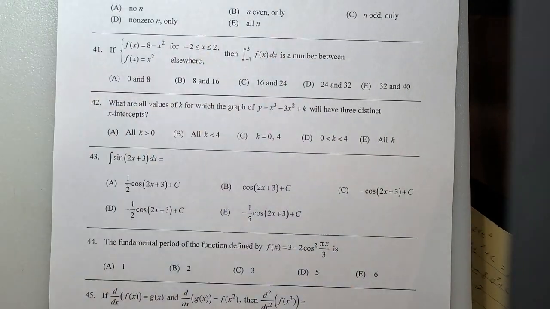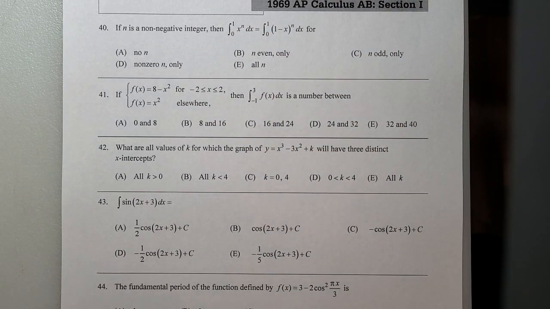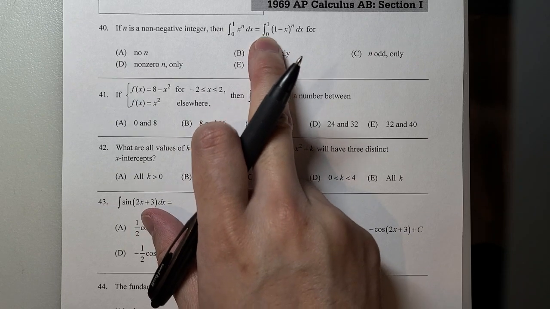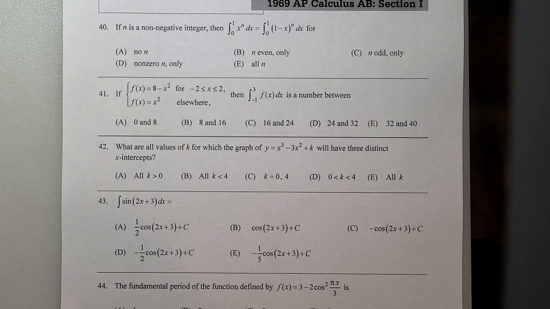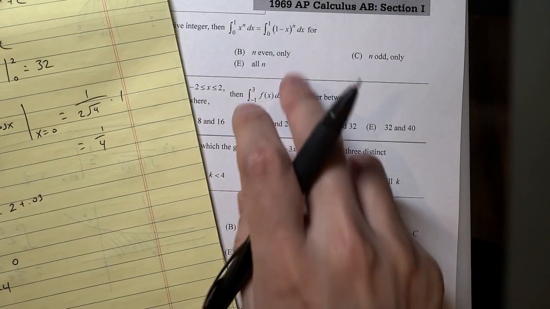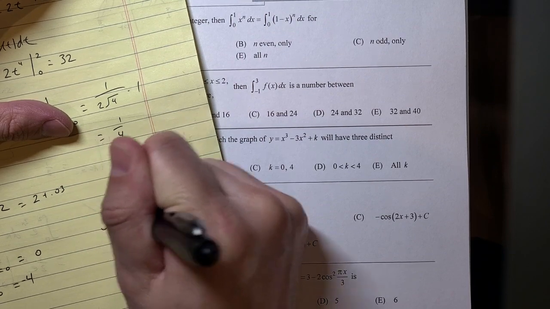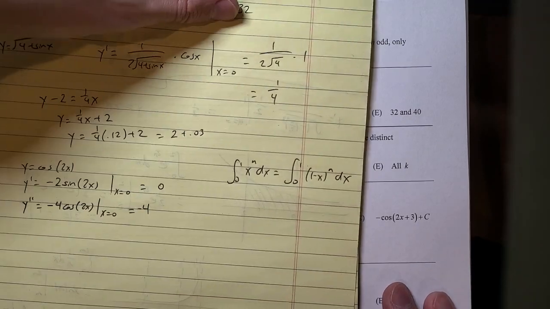We have quite a few problems still on this page. If n is, let me shift it a little bit. N is a non-negative integer, the integral from 0 to 1 of x to the n dx equals the integral from 0 to 1 of (1 minus x) to the n dx for what? I'm thinking we can maybe just make a substitution for one of the sides. So let me rewrite it. Integral from 0 to 1, x to the n dx.